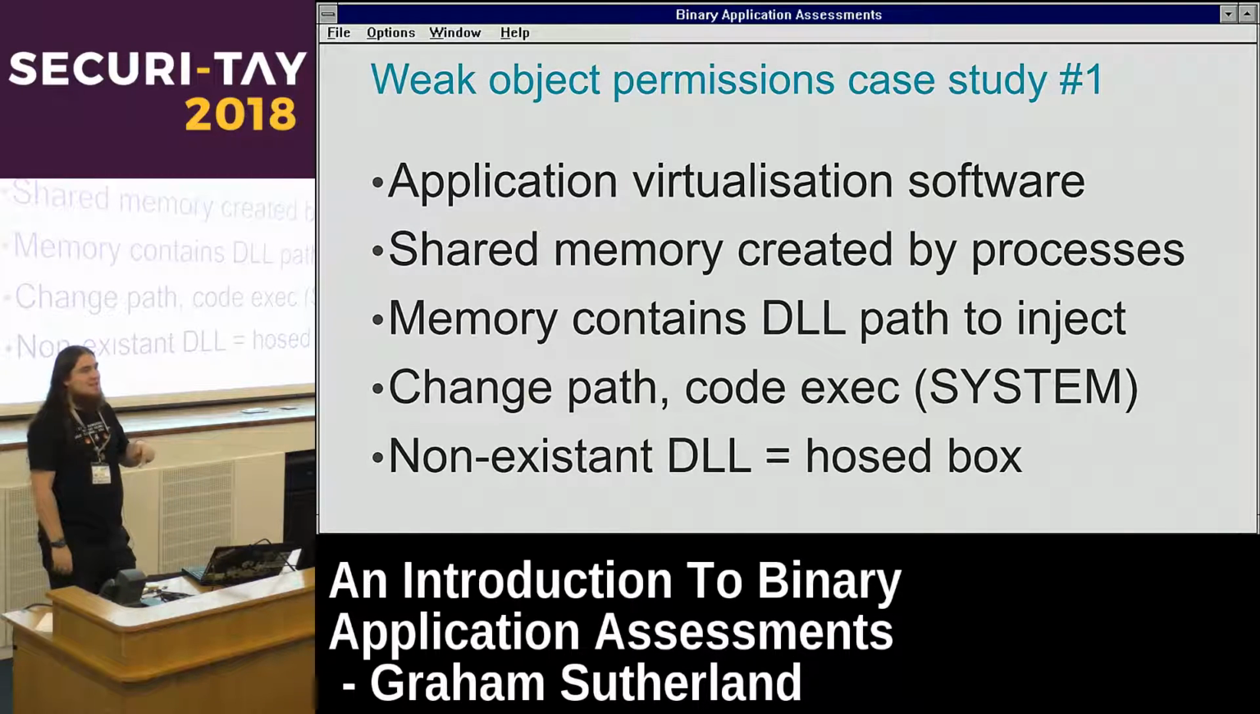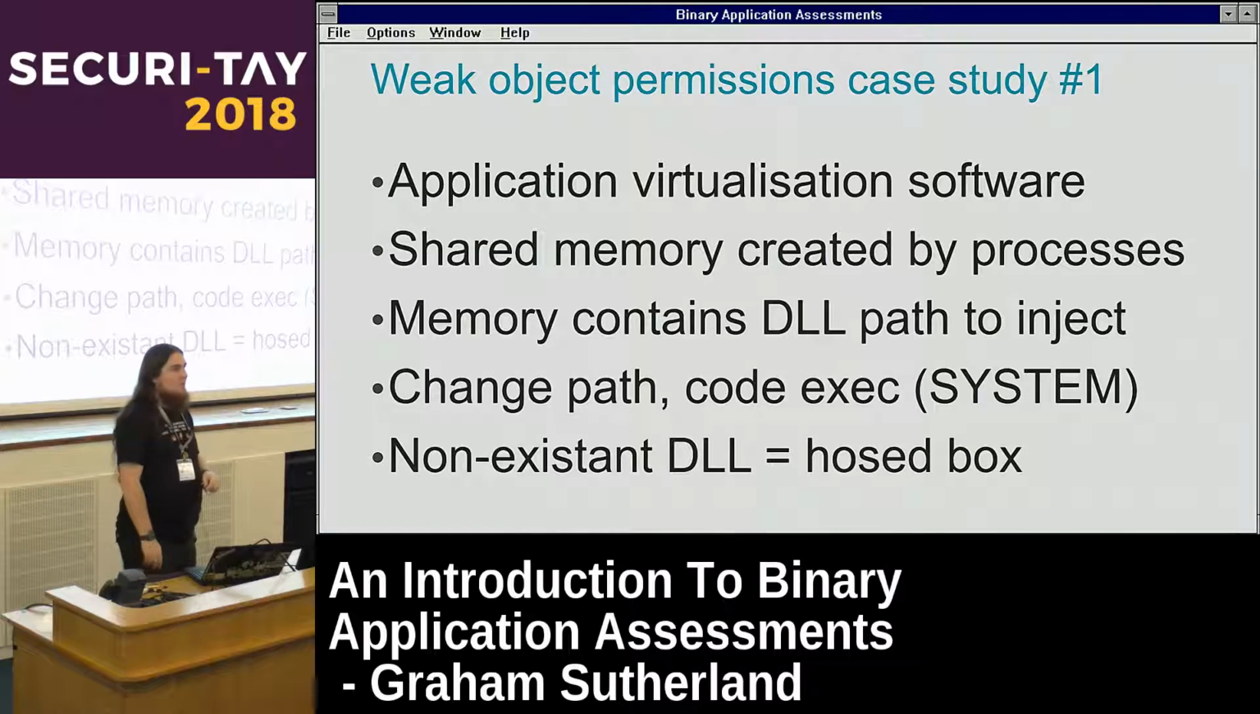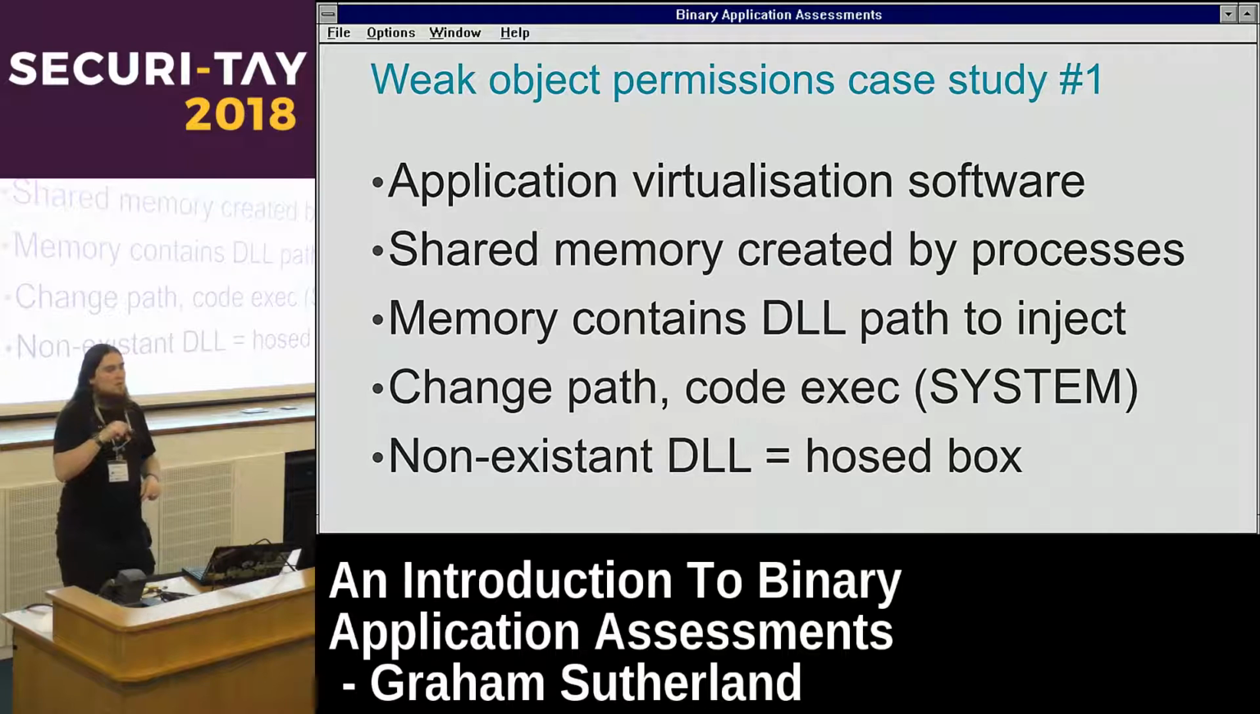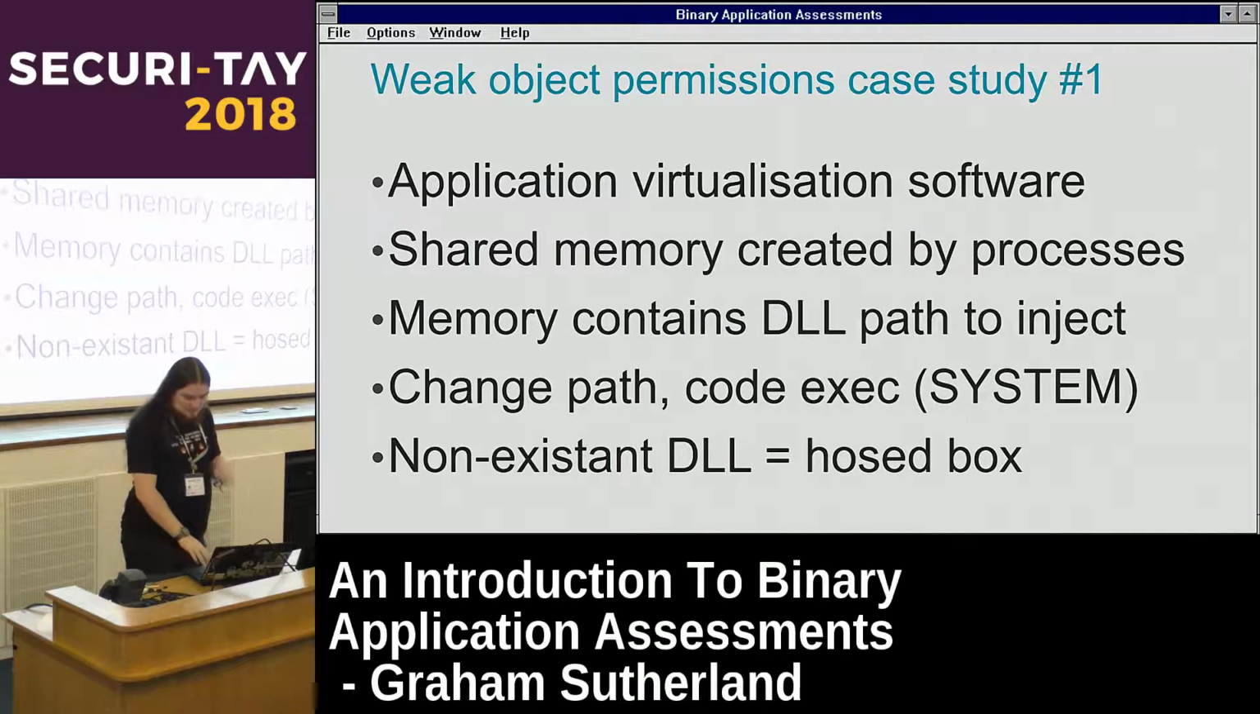The memory contains the path to the DLL that needs to be injected. So if you just change the path, every process on the system loads this binary, which gets you immediate priv-esc to system. Although if you point it at a non-existent DLL, the error handling case was just to continue trying, which means every single process on the box suddenly goes into a spin loop, which hoses the entire instance, and the only way to kill all the instances is to reboot the virtualization server. I found that by accident.